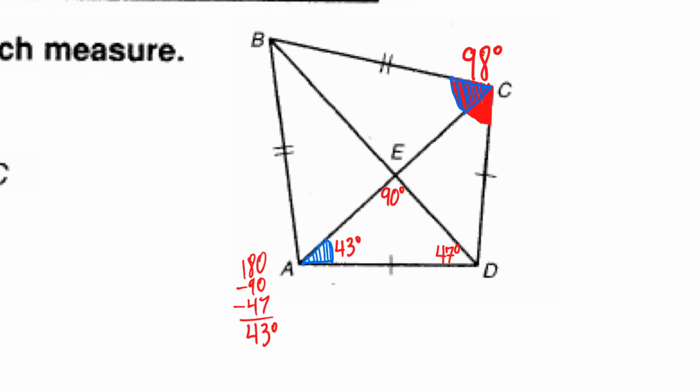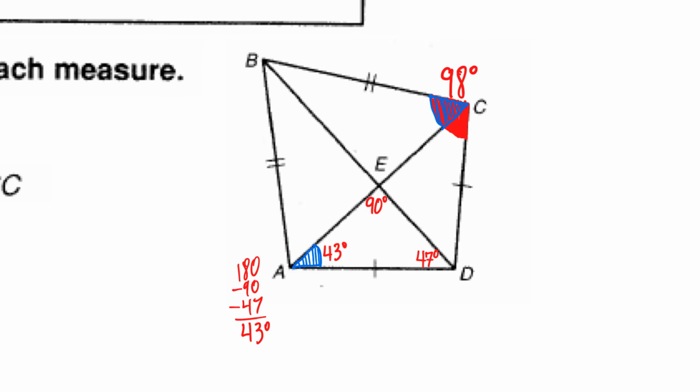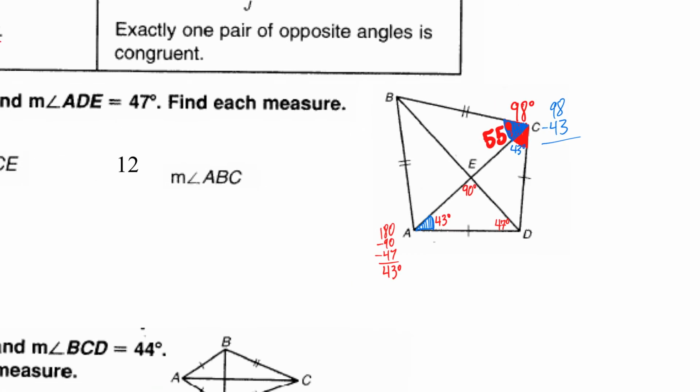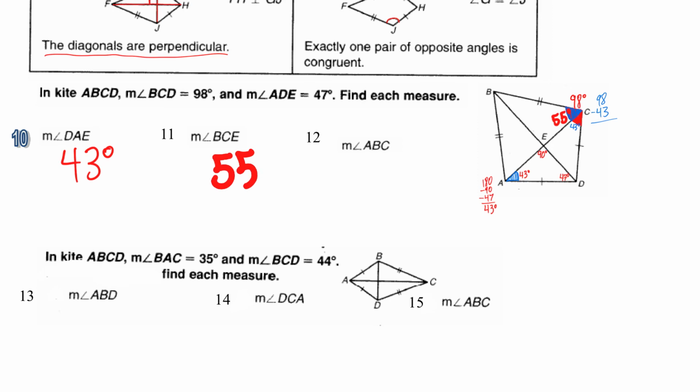But this is symmetric, right? It's symmetric across. So since this angle is 43 right here, this angle right up here is going to be 43, because the other property said 1 pair of opposite angles is going to be congruent. So these 2 would be congruent to each other. So that makes this one and this one equal. So this angle right here is 43. So how am I going to find this angle right here now? I'm just going to take the total of 98, take off that 43, and what does that leave? It leaves 55. Okay, so this is 55 degrees.